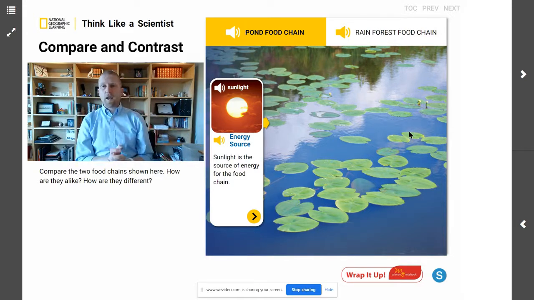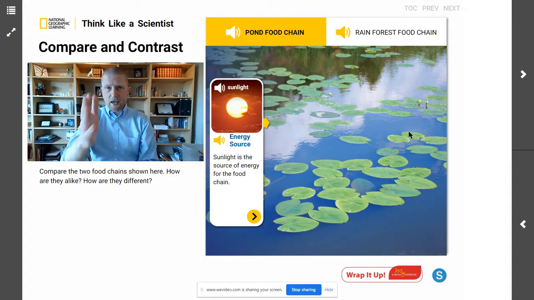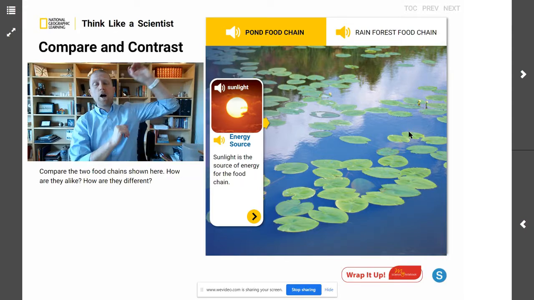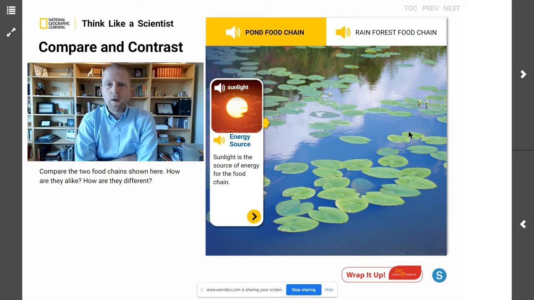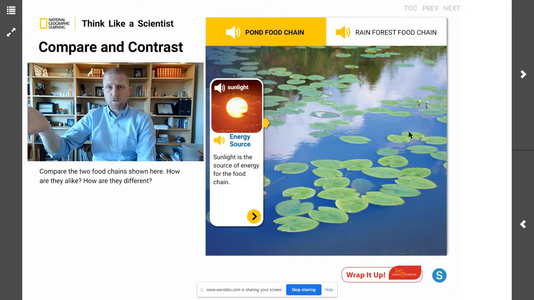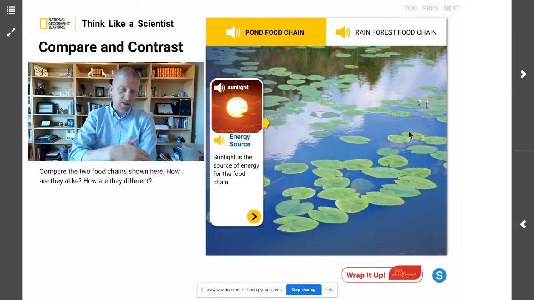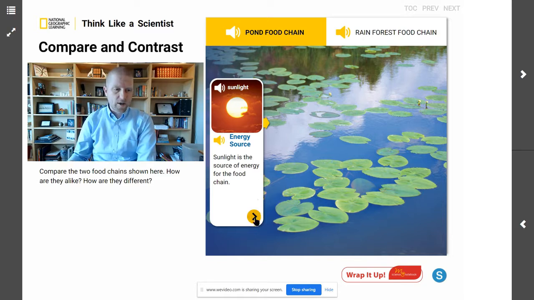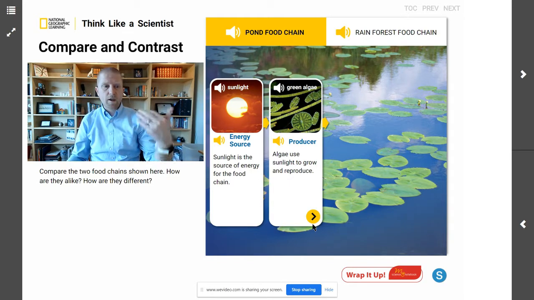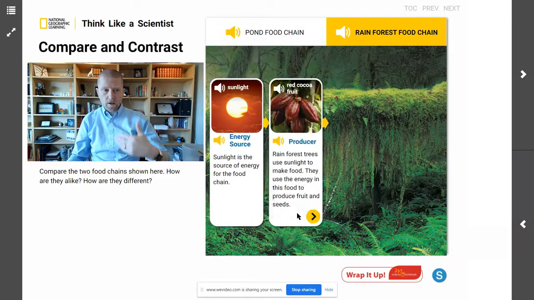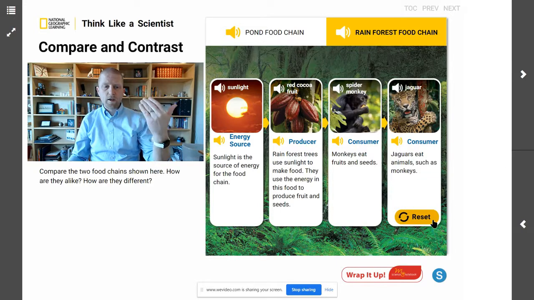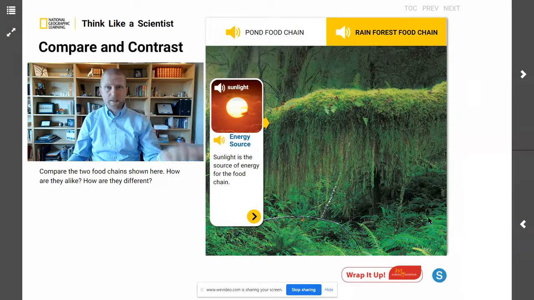So again, your goal today is that you can use food chains to compare the pathway of energy from the sun through the organisms in two different environments. As you go through today's activity, you will be putting the animals in each of these food chains in order. If you need to come back and watch this video again so you can watch the cycle from the pond where it goes the sun, green algae, water fleas to the sunfish, and then in the rainforest, the sun, the cocoa, spider monkey, jaguar. If you need to come back and watch that, or write that down, pay attention.